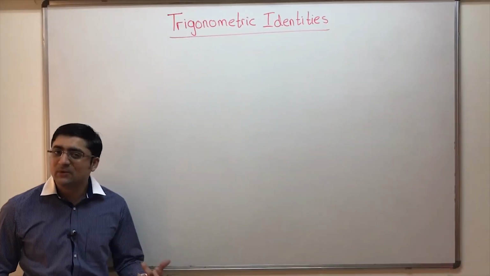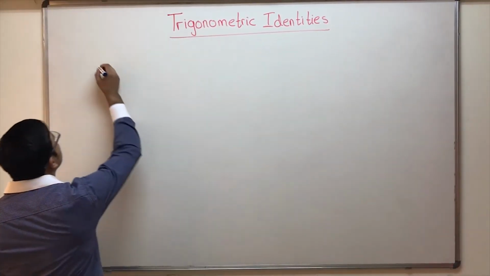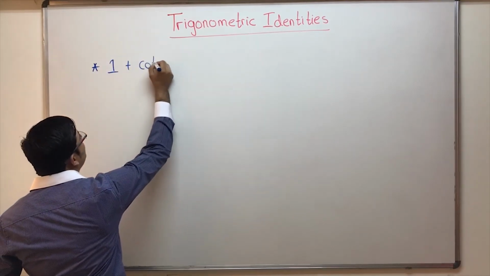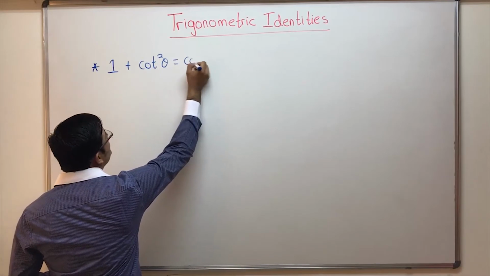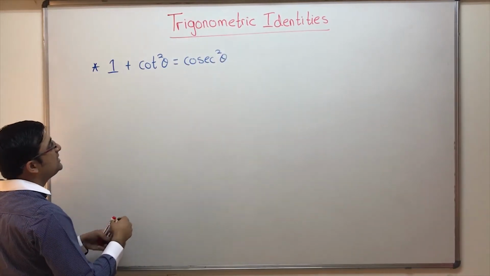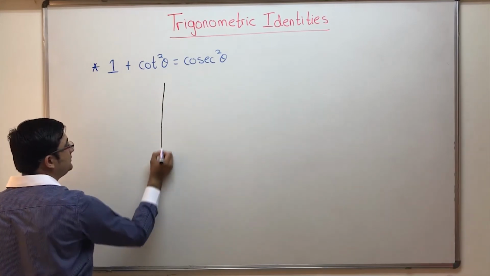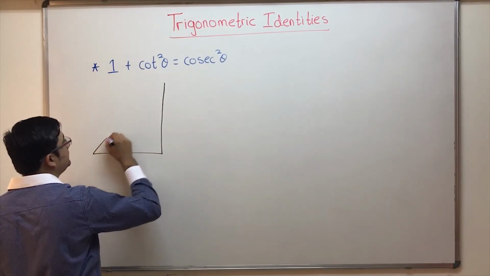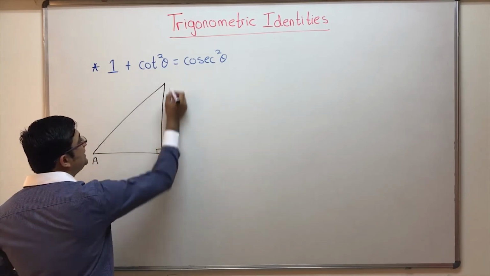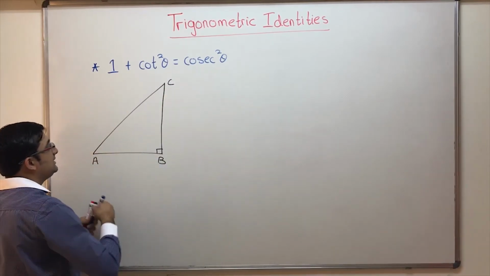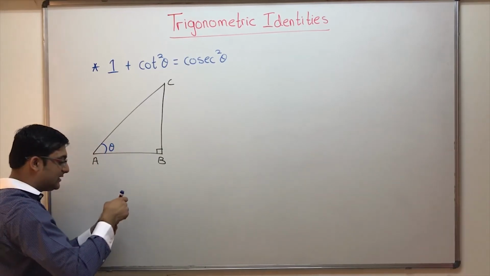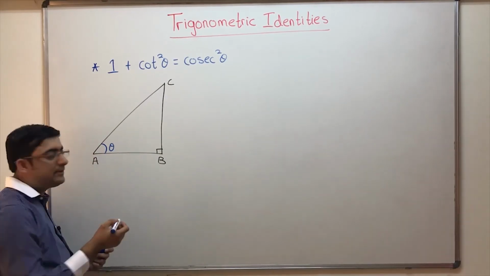So similarly, we'll prove the third trigonometric identity. So we have 1 plus cot square theta is equal to cosec square theta. Approach remains the same. First step, draw your right angle triangle. So we have right angle triangle ABC. Then mark an angle as theta. Theta is nothing but a variable, right? It represents some value. Next, mark your hypotenuse, perpendicular and base.